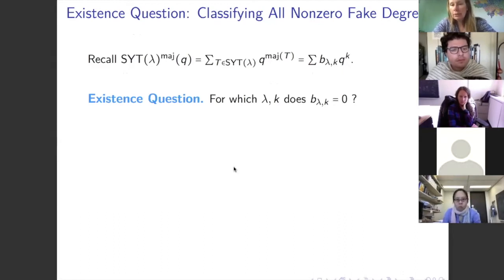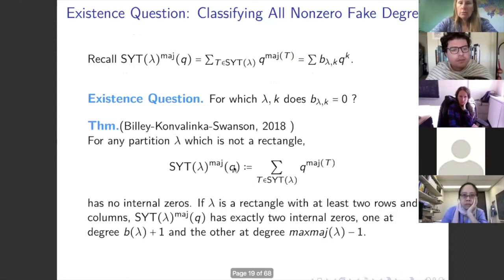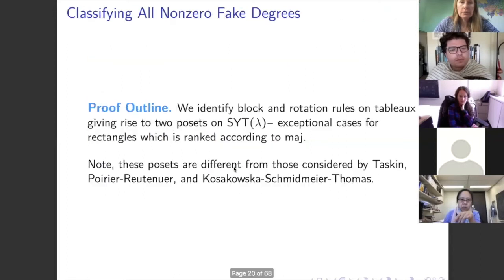So the existence question: when does b lambda k equal 0? In previous work that just got published this year, Josh Swanson, Matthias Combinatorics, and I proved that we can completely characterize all of those internal zeros, and they only happen when you have a rectangular shape, and they only happen when you come in one step from those outside ones. And otherwise, you have no internal zeros ever coming up. And we were very happy with this theorem.